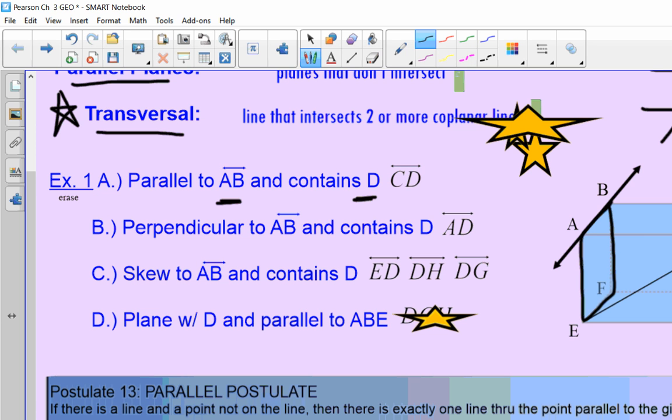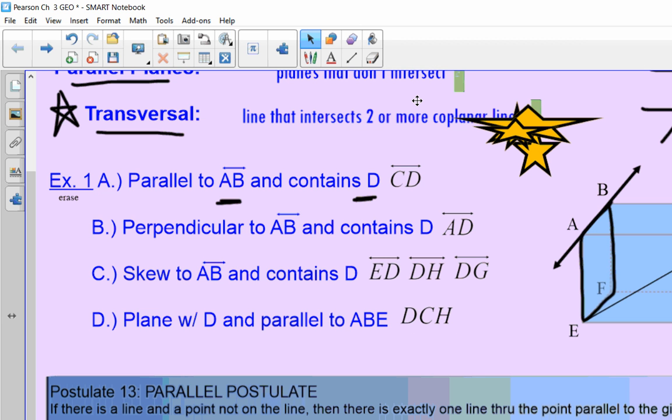Okay, so to me, it looks like this other side of the rectangle, and I could call it DCG, DHG, use all four, whatever. It looks like that would be a plane that's parallel to ABE. Okay, and we'll take a look, and we're correct. They use DCH. I could use DHG. You just need 3.